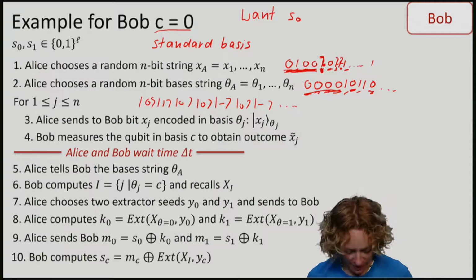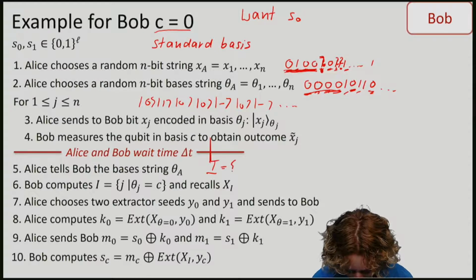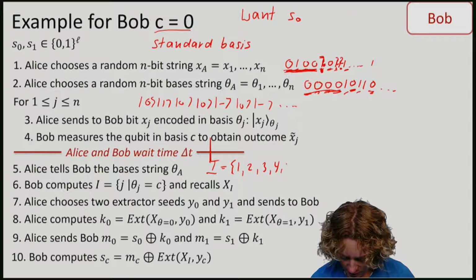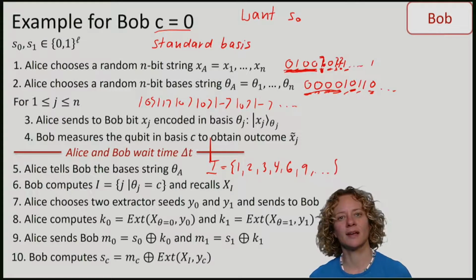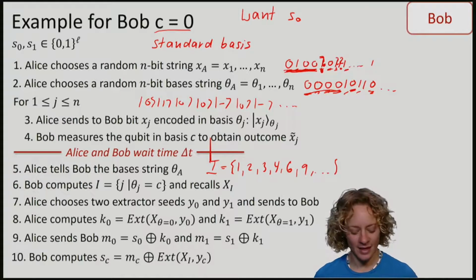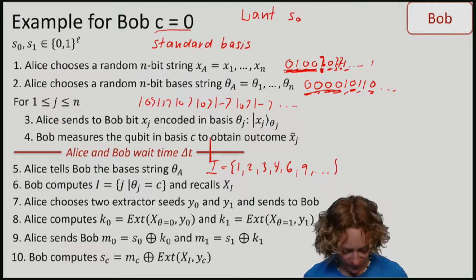So we're now going to make a set of indices where we measured in the same basis. And I've already told you here, we measured the first one in the same one, so the index set is 1, 2, 3, 4. Then we use a different basis and again standard. So we skip that one, 6, skip 7 and 8, 9, and so forth. Now Alice is going to send us these two extractor seeds Y0 and Y1. Here we don't care about Y1, we just want to learn S0.